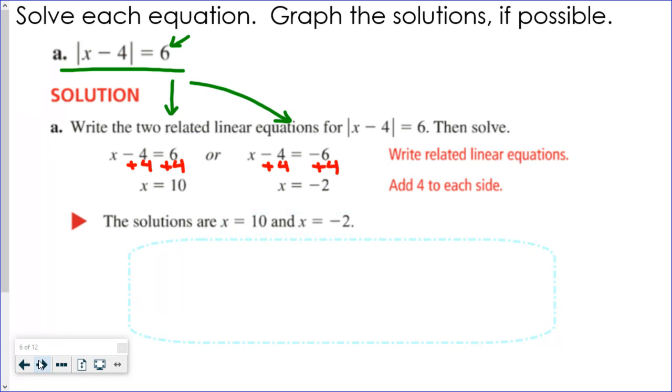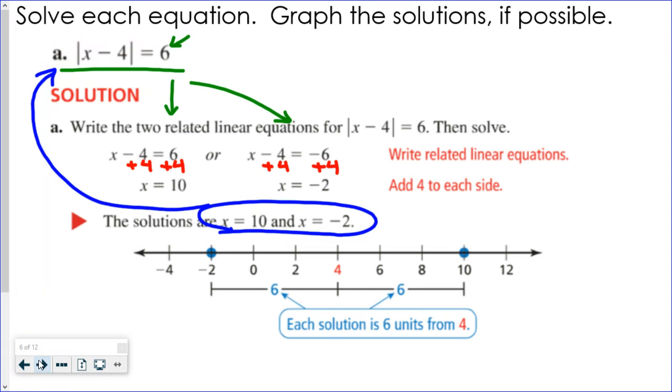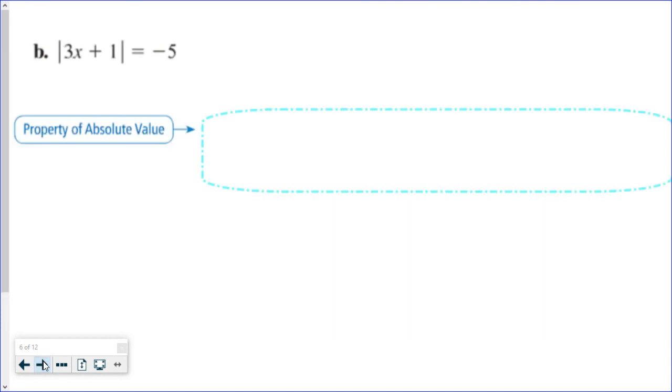They both work in that absolute value if you were to take these answers and put them back in this original equation. Okay? What that means is we just have, if we have that 4 in the middle, it's going to be 6 units away from that 4 in both directions. And where did I get that 4 from? That original equation. Look where it came from.